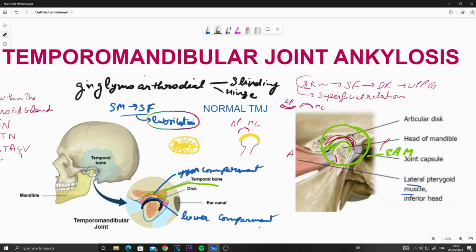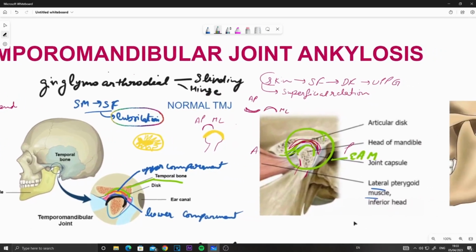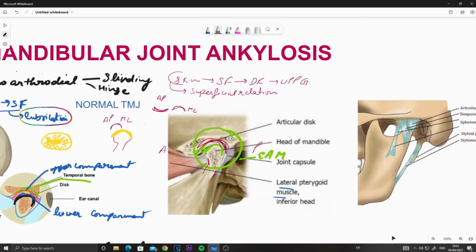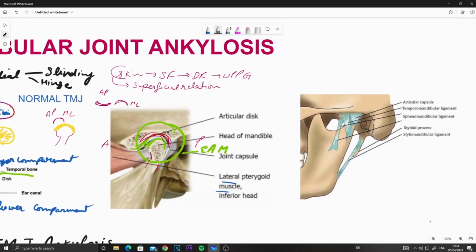Now the capsule of the joint is reinforced by strong temporomandibular ligaments extending from the zygomatic arch to the condylar neck. The accessory ligaments are the sphenomandibular ligament and the stylomandibular ligament.